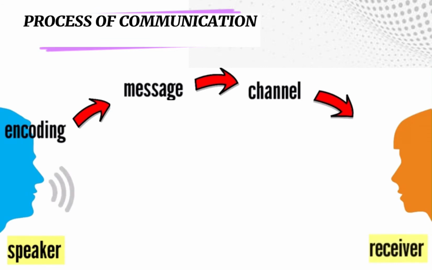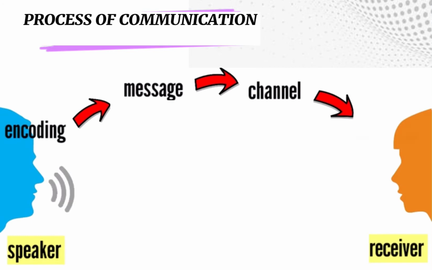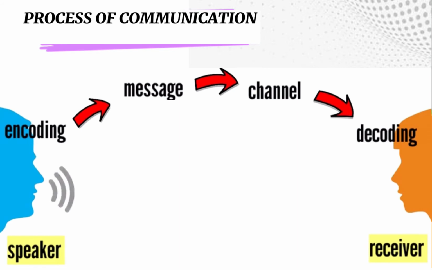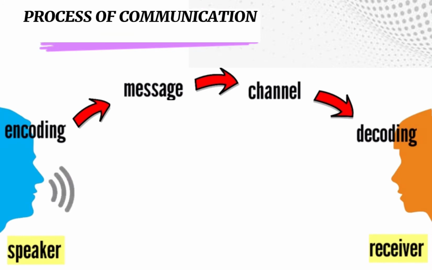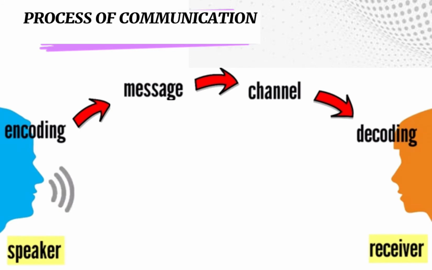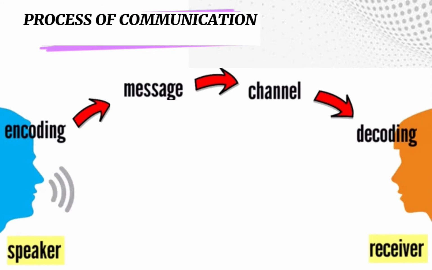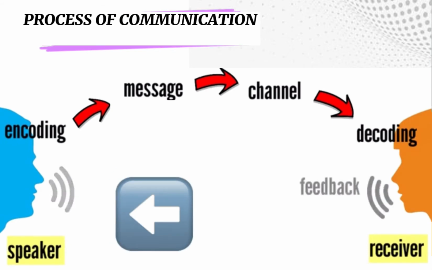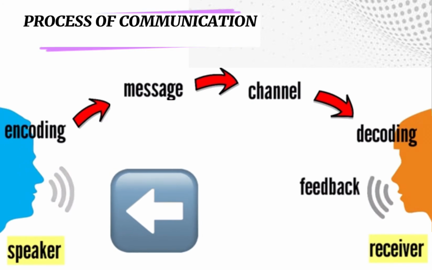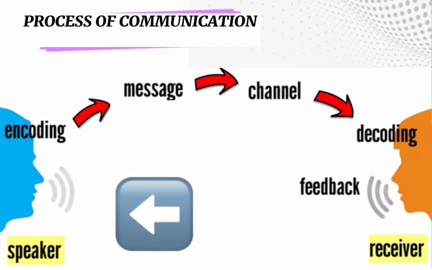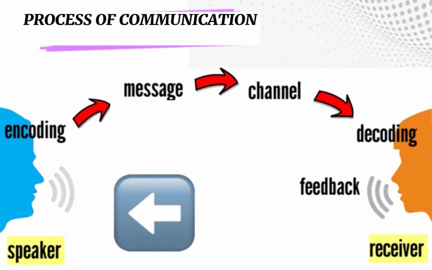Next in line is the listener, also known as the receiver. The receiver decodes the message. Decoding means understanding and interpreting the encoded message given by the sender or the speaker. When the listener or the receiver decodes the message, he or she can now make a response, also known as feedback. Feedbacks are reactions, responses, or any information provided by the receiver. It can be sent through different channels.